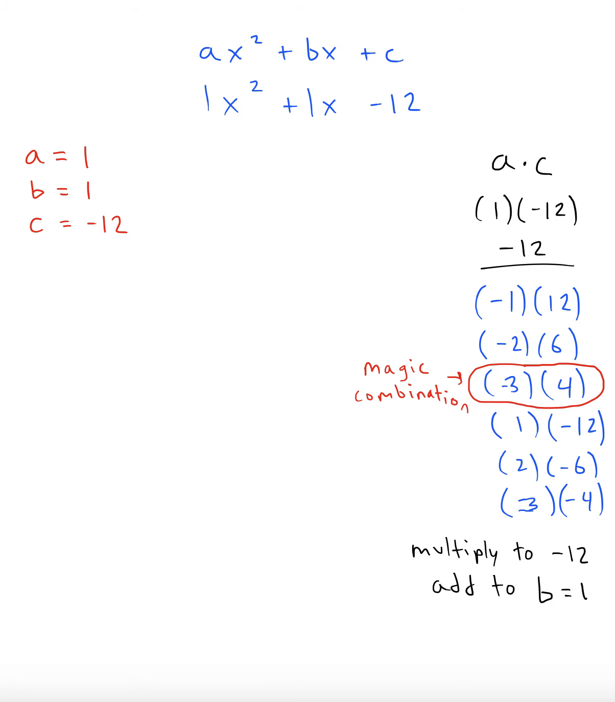All right, now that we have the magic combination, it's time to go on to the next step. And what is the next step? It is to change the b just a little bit. You leave the a, x squared, and the c part alone. But we're going to rewrite the b term and break it up into two parts using the magic combination that we had found.